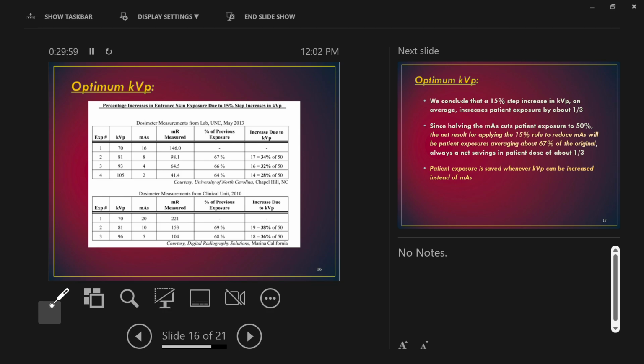We're down quite a bit. Our measured amount of radiation is down, okay? We've lowered the patient's absorbed dose, but kept the receptor exposure the same. That make sense? Okay. They do it again.